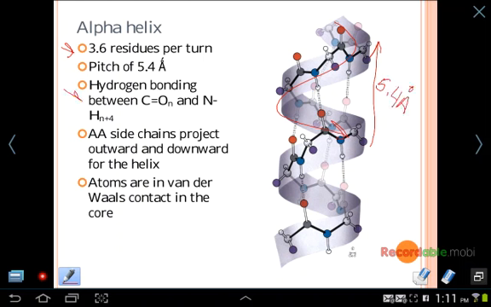We see hydrogen bonding occurring between the carbonyl or the carboxyl oxygen of one amino acid and then the amino hydrogen of the amino acid 4 residues away. So if we count, we've got 1, 2, 3, 4 residues away, we'll have a hydrogen bond forming. And that greatly stabilizes the helix structure.